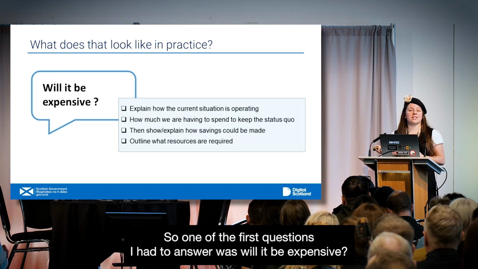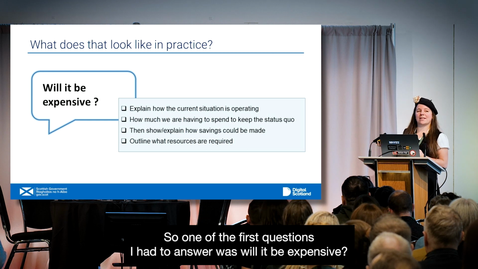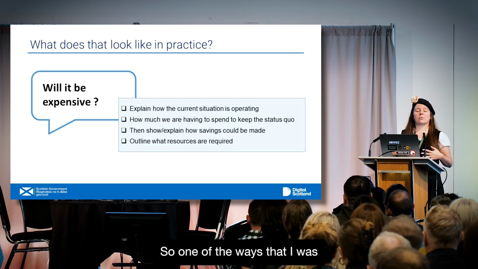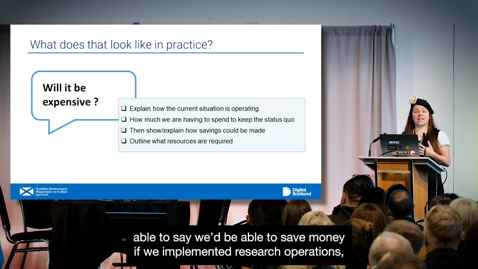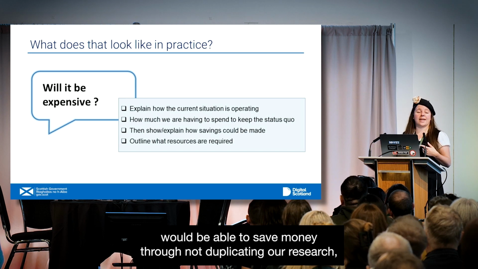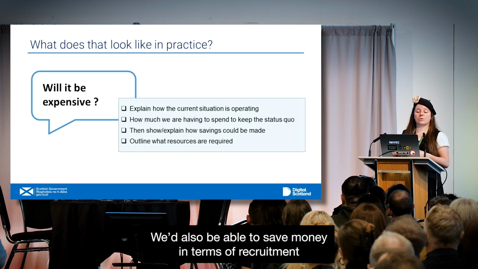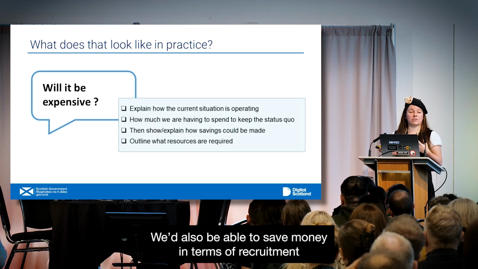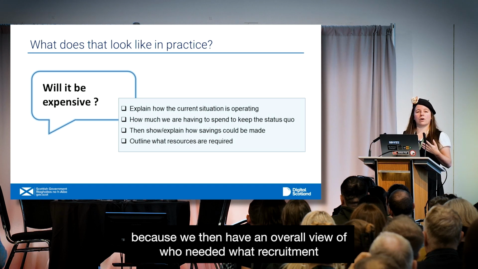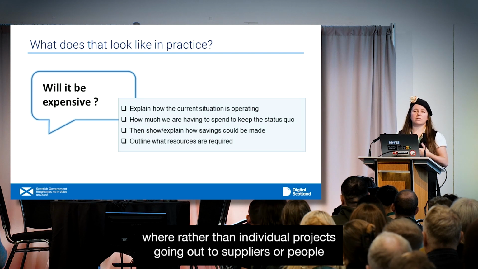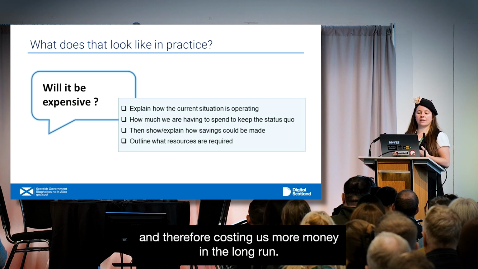So one of the first questions I had to answer was, will it be expensive? Money and budgets are always a thing in our department. So one of the ways that I was able to say was we'd be able to save money if we implemented research operations. We'd be able to save money through not duplicating our research, which is money spent on people doing the same thing twice. We'd also be able to save money in terms of our recruitment, because we'd then have an overall view of who needed what recruitment where, rather than individual projects going out to suppliers or people and therefore costing us more money in the long run.